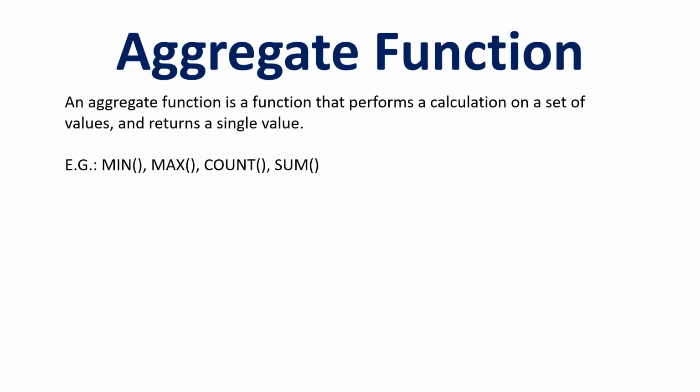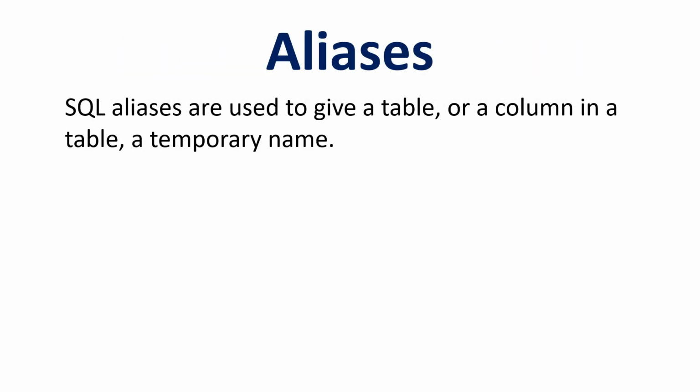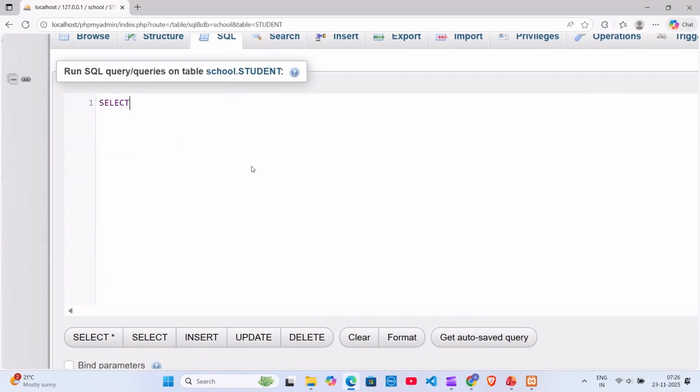An aggregate function is a function that performs a calculation on a set of values and returns a single value. There are many aggregate functions we will see the examples of. SQL aliases are used to give a table or a column in a table a temporary name. We assign aliases using as keyword. Let's understand through example.